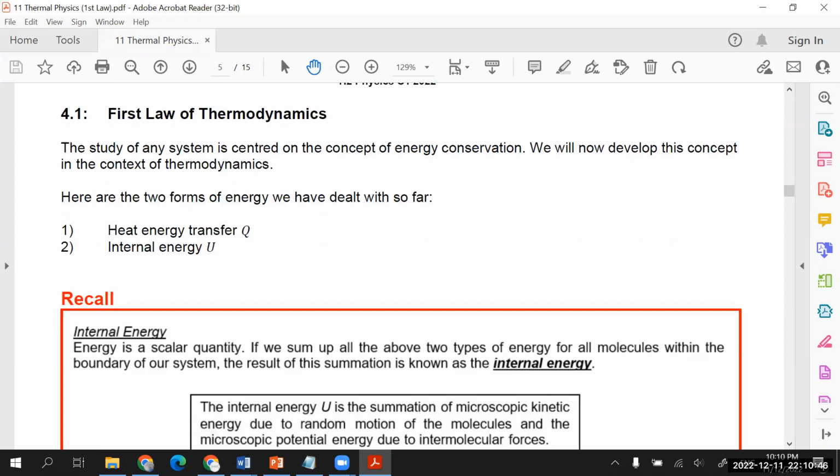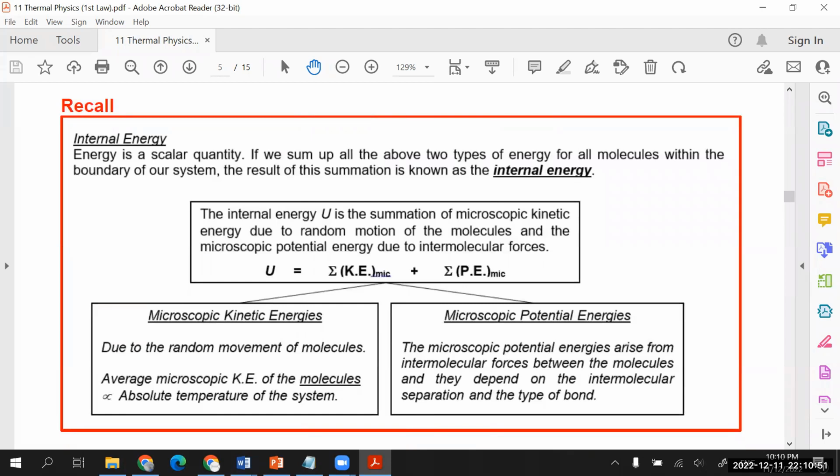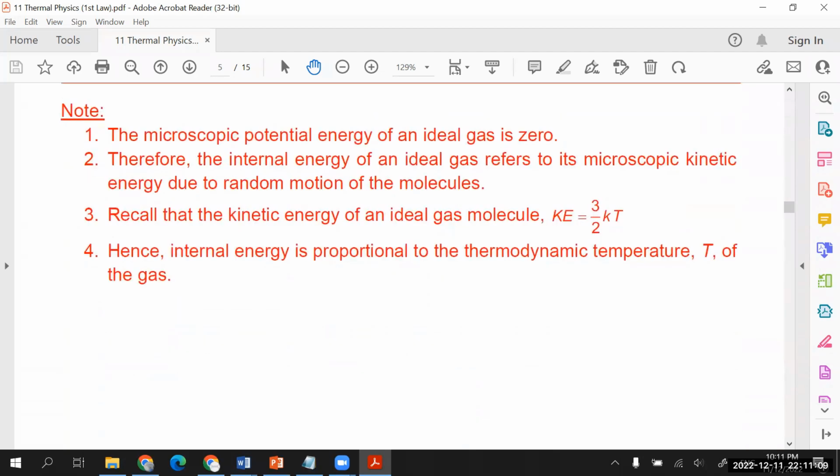First law of thermodynamics. Okay, recall that the internal energy is the summation of microscopic kinetic energy due to random motion of the molecules and the microscopic potential energy due to intermolecular forces. The microscopic potential energy of an ideal gas is 0. Therefore, the internal energy of an ideal gas refers to its microscopic kinetic energy due to random motion of the molecules. Recall that the kinetic energy of an ideal gas molecule is 3/2 kT. Hence, the internal energy is proportional to the thermodynamic temperature of the gas.